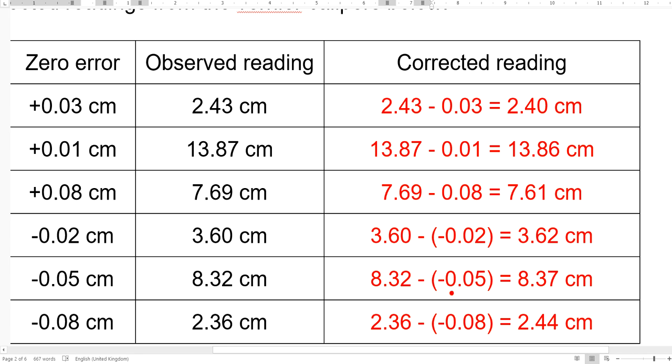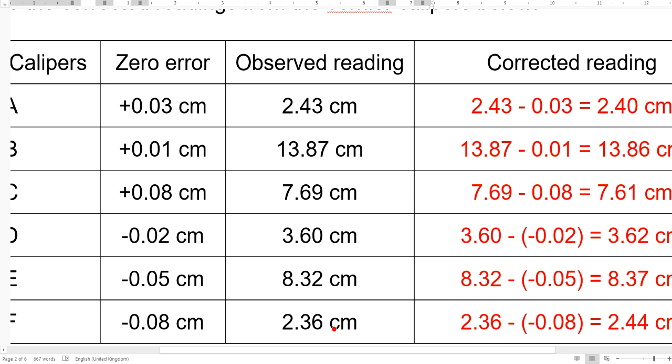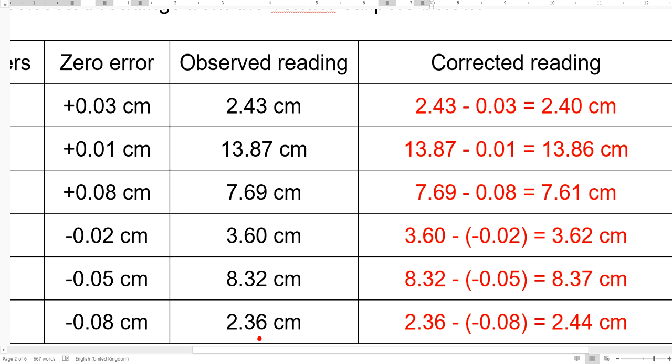Positive error of 0.01 cm. Observed reading 13.87. So to correct the reading, we always take the observed minus the error. So the first three shouldn't be a problem to you. Check your work. Do your corrections if any. Notice that for the first three, we always simply subtract, and our final answer will still be in 2 dp. You must give your units. Okay? Now for the fourth one.